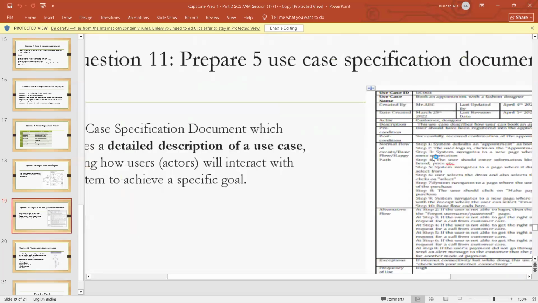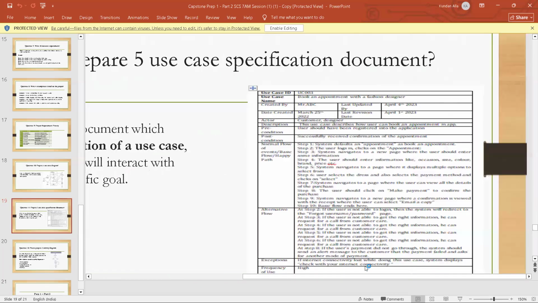Use case specification documents show the detailed information of a particular use case. Okay, so what the use case is, why you are writing that use case, who the actors are that interact with the use case, what the flow of that use case is, what the alternate flow is, and what the expectations are. Like this, you need to write.